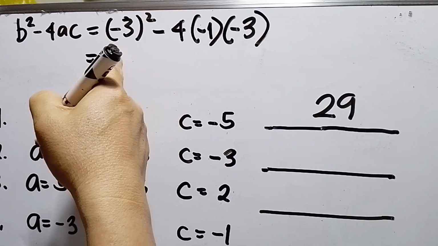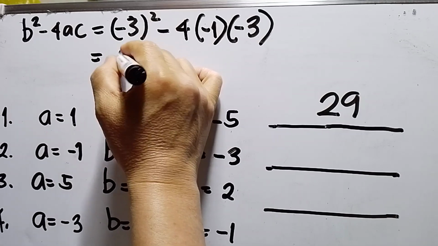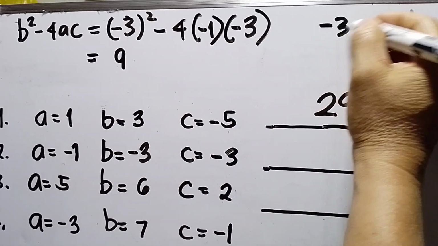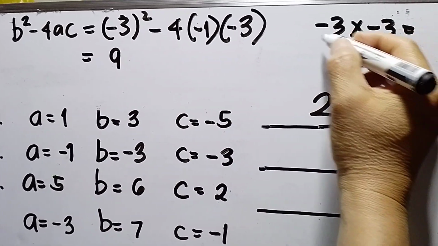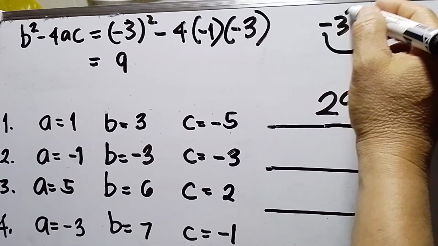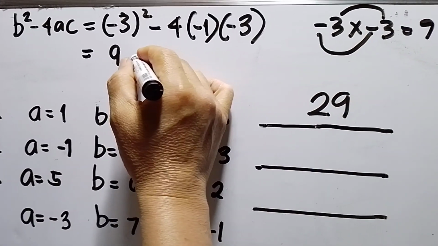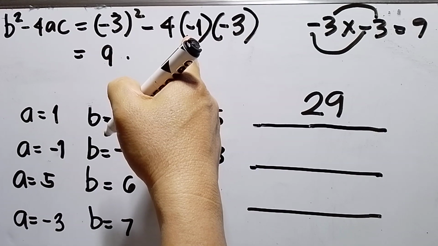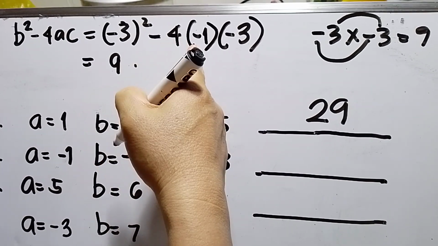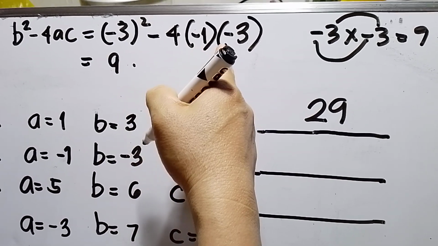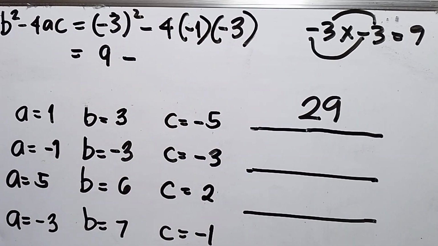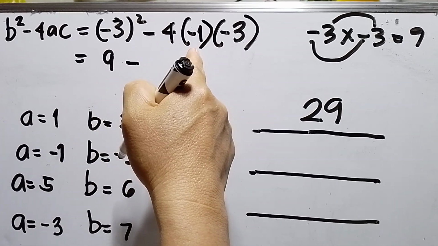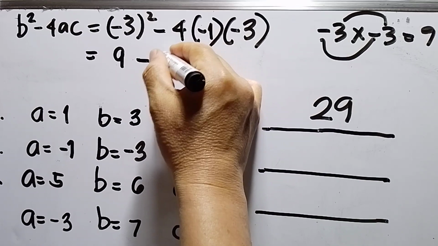So this will be negative 3 squared, this is 9, because negative 3 times negative 3, negative times negative, that will be positive, and then 3 times 3 is 9. Then minus times minus, or negative times negative, that will be positive, times negative, so this will be negative. So 4 times 1 is 4, times 3, that will be 12.